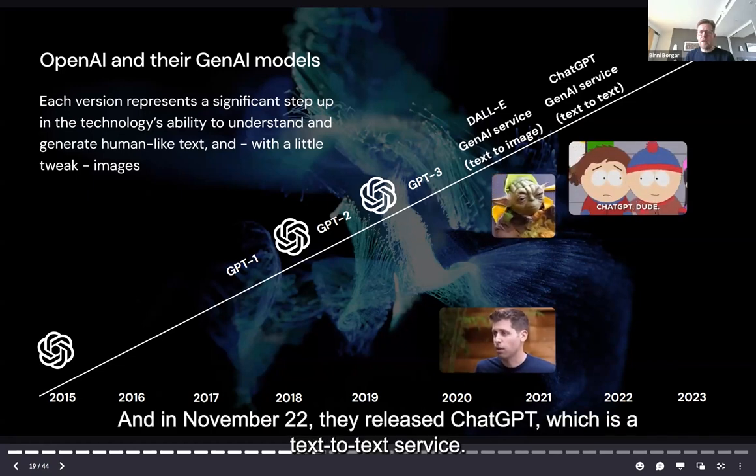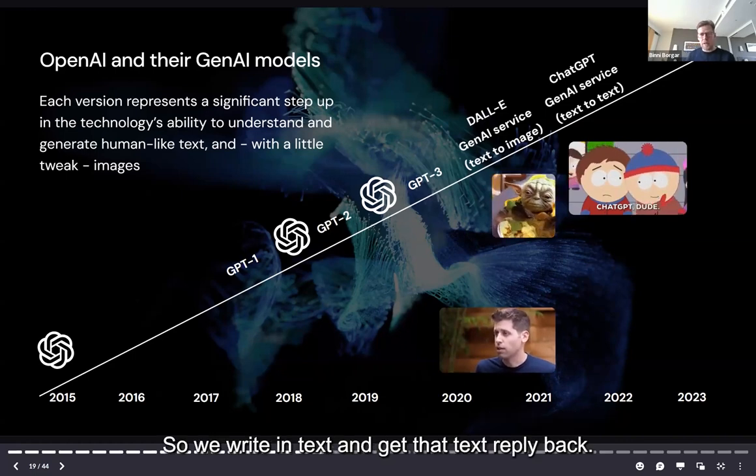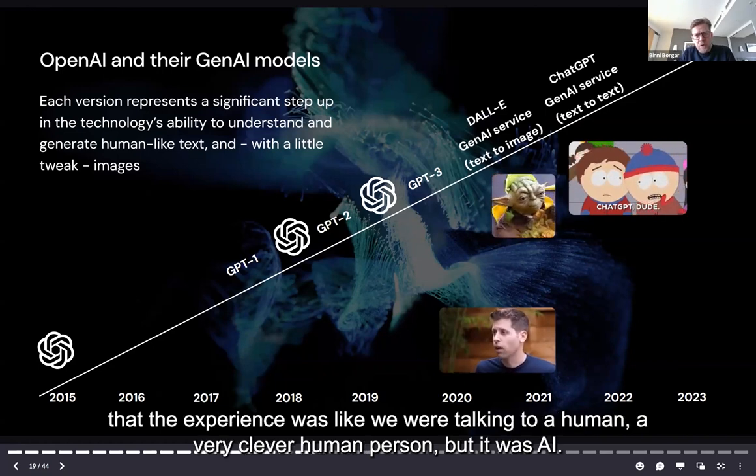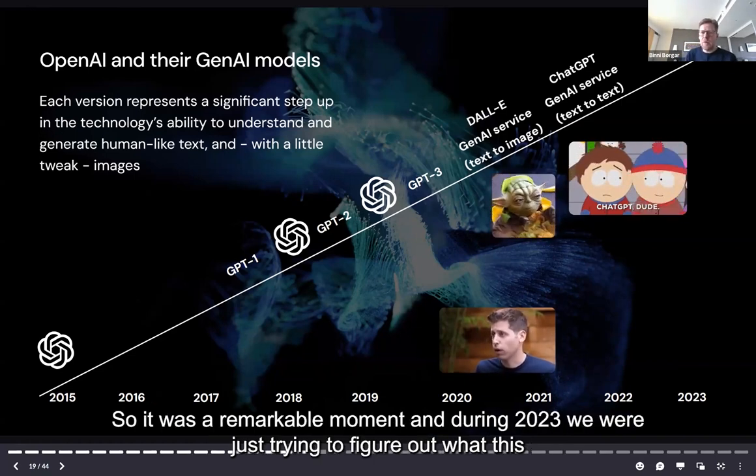And in November 22, they released ChatGPT, which is a text-to-text service. So we write in text and get that text reply back. And at that point, the whole world noticed. The main reason is probably that the experience was like talking to a very clever human person, but it was AI. So it was a remarkable moment.